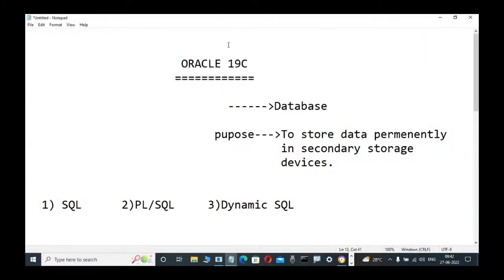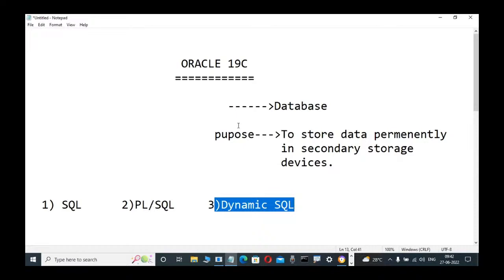Now here, in our course, first we are learning SQL language. Then, as an extension of SQL, after SQL is completed, we are learning PLSQL. Then we are learning dynamic SQL. Anybody having doubts? This is a small demo only.